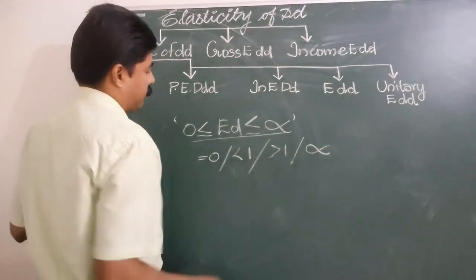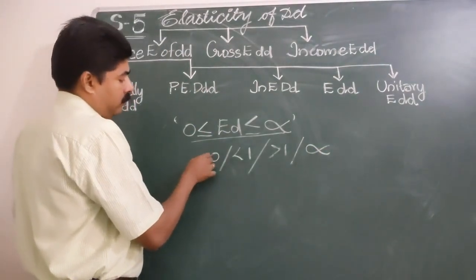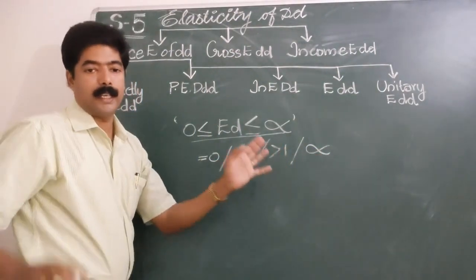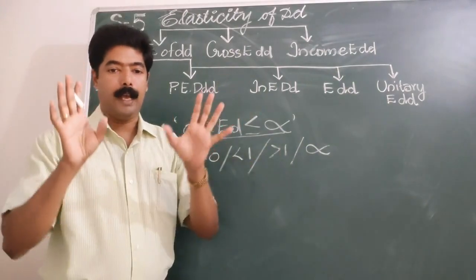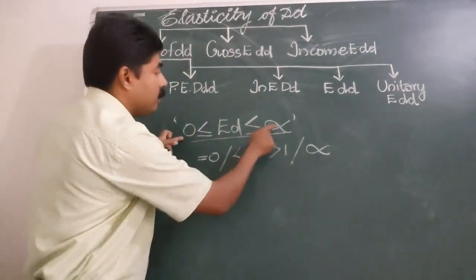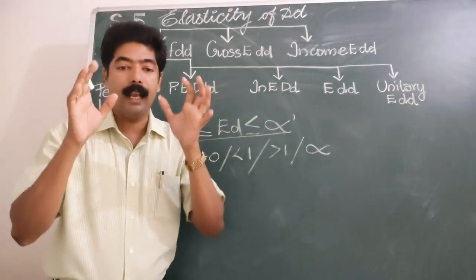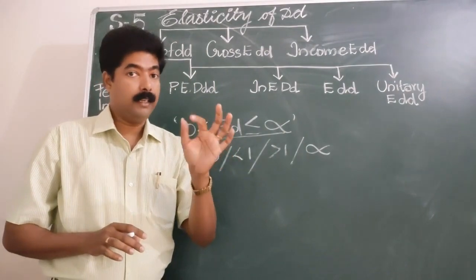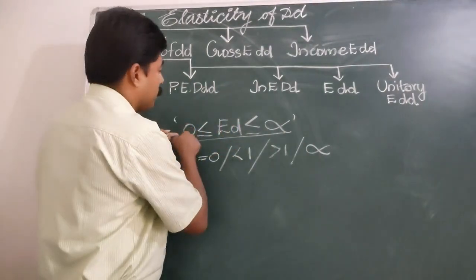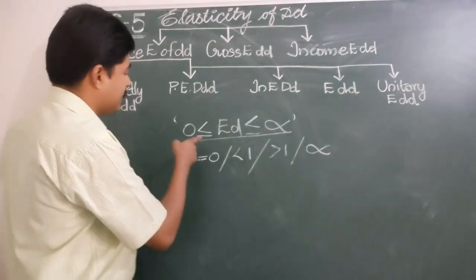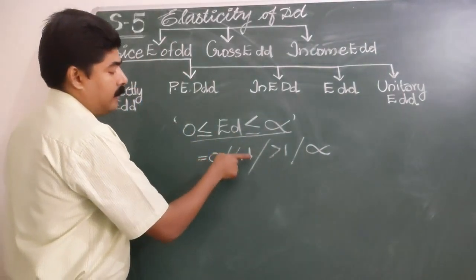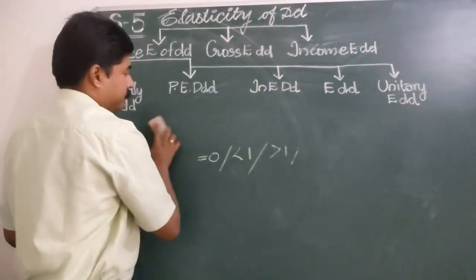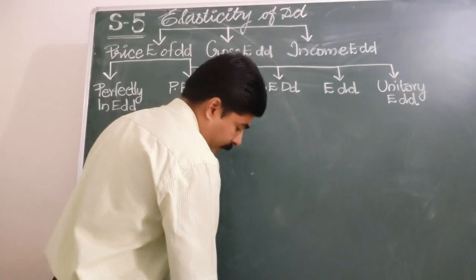So there are 5 types. Keep in mind, the numerical value of price elasticity lies from 0 to infinite: equal to 0, less than 1, equal to 1, greater than 1, and infinite. Now we will study them separately with the help of diagram and demand schedule.